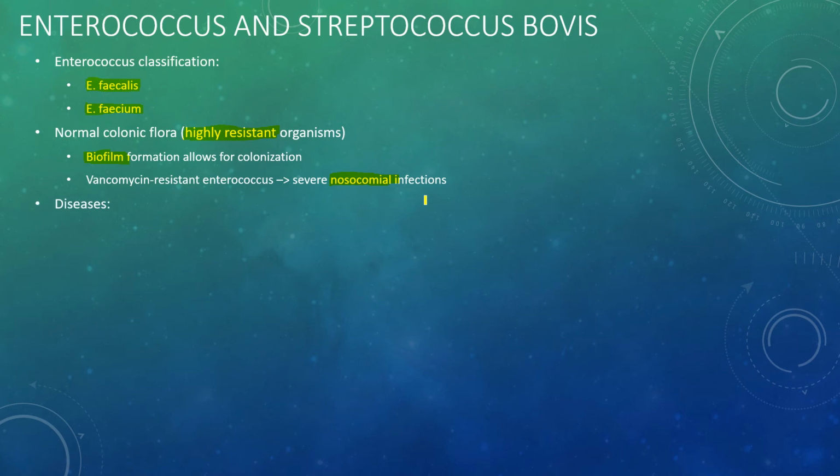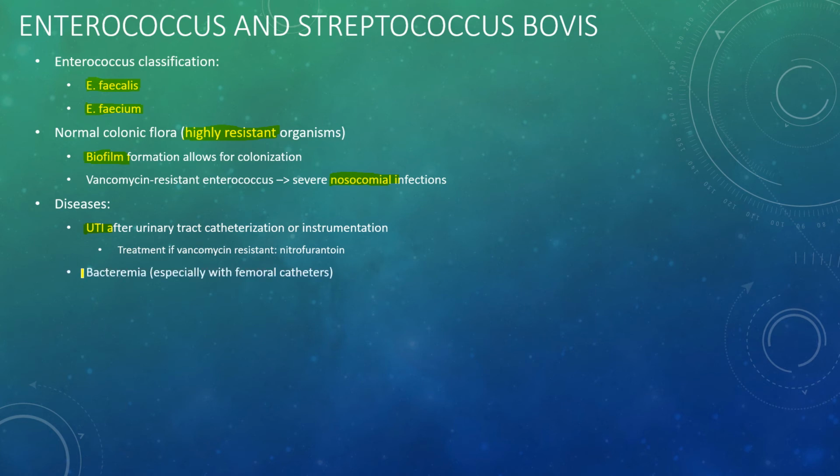So what are some diseases now caused by Enterococcus? Because it has biofilm, it can attach to the urinary tract and cause a UTI, especially after urinary tract procedures like putting a catheter in or putting a scope or some kind of instrumentation. And the way you treat it, if it's vancomycin resistant, nitrofurantoin. So this works even if they're vancomycin resistant for a UTI. Bacteremia, this is especially important with femoral catheters. Remember, femoral catheters have a high risk of infection, and the reason why is because of bacteremia, maybe from Enterococcus.